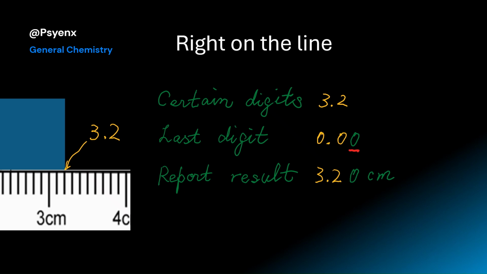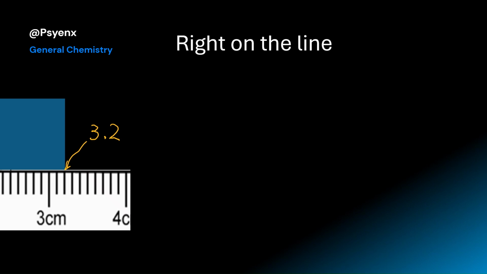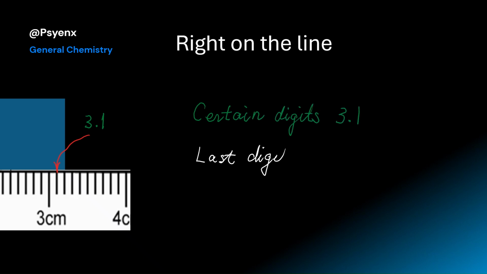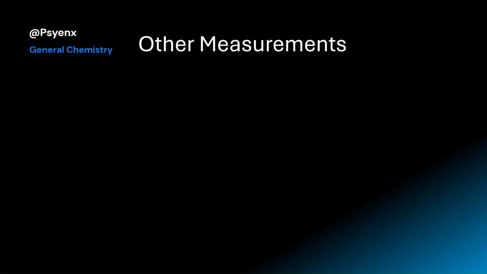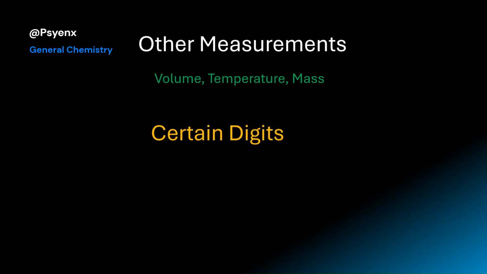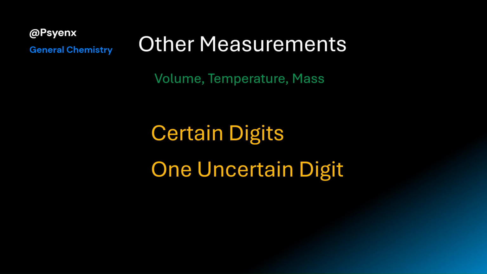Well, you might think that the edge slightly passes 3.2 centimeters. Then your last digit can be 1. You may report 3.21 centimeters. Or, the edge looks a bit shorter than 3.2 centimeters to your eye. Then the certain digits become 3.1 centimeters. The last digit, say 9. You may report 3.19 centimeters. Once you understand how to measure length, you can apply the same principles to other physical quantities like volume, temperature, and mass. The key is to identify the certain digits and then estimate one uncertain digit.